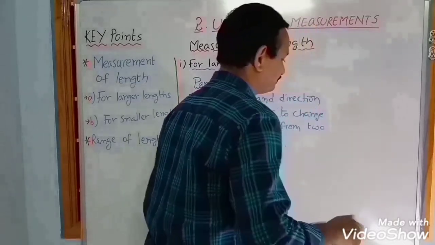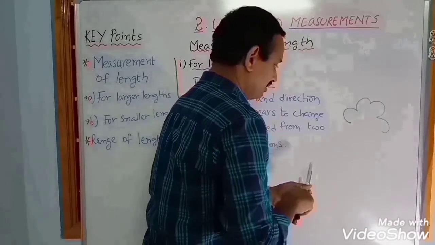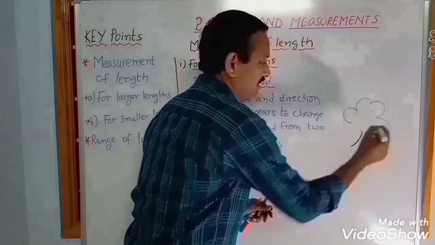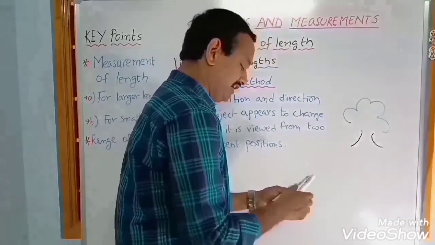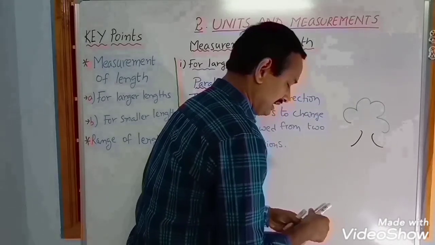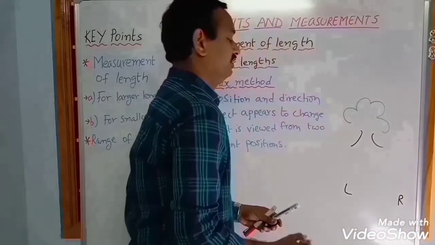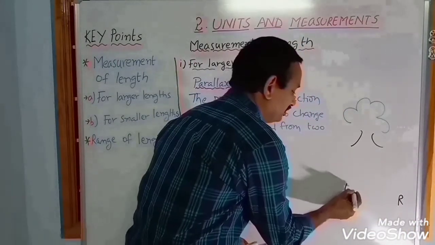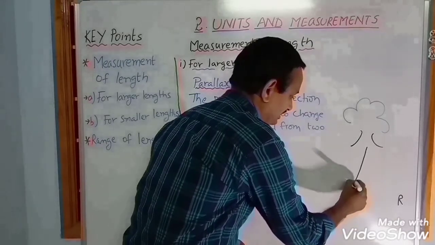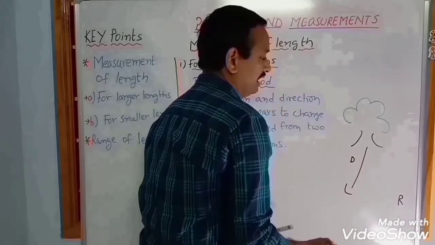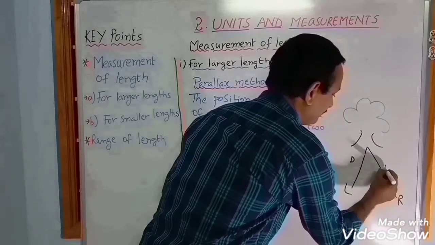For suppose, one tree is there. This tree is observed from two different positions. One is the left position L and another one is the right position R. So here the position and direction of the tree from the left position is at a distance capital D, and from the right position is also at a distance capital D.